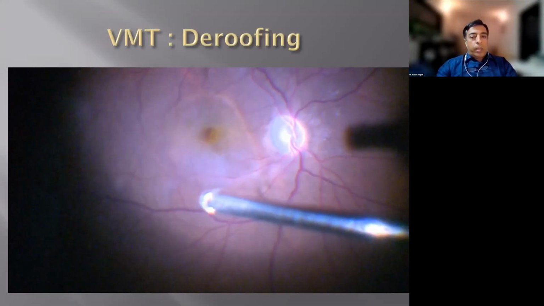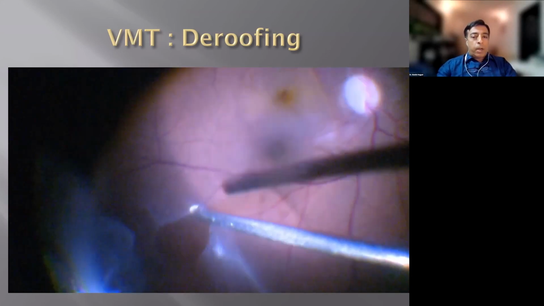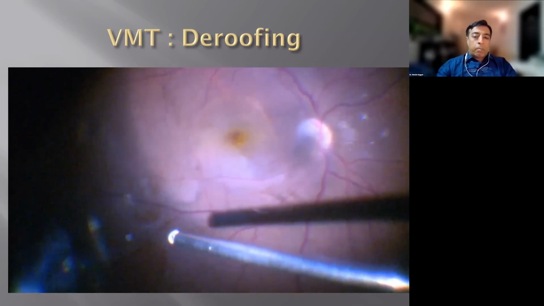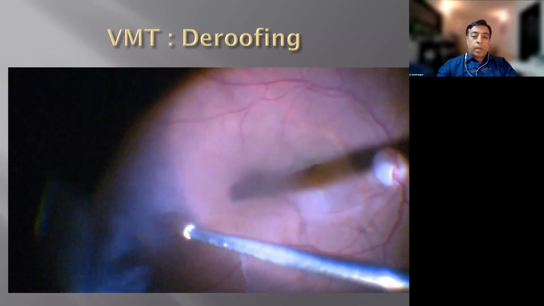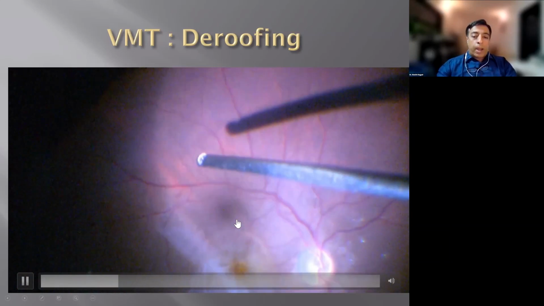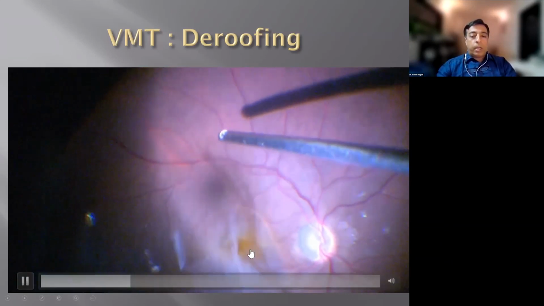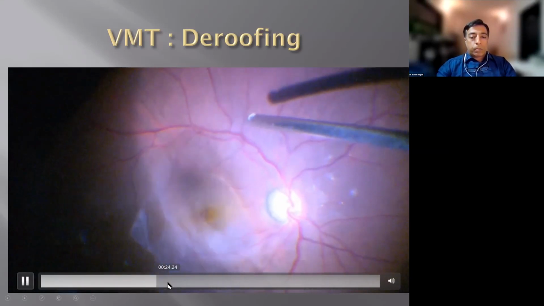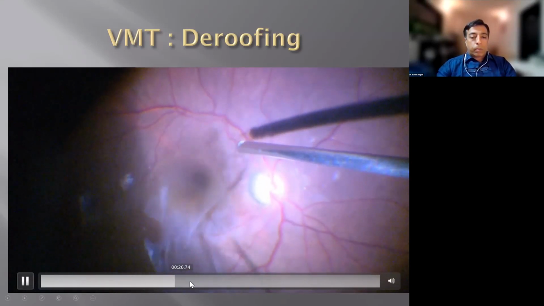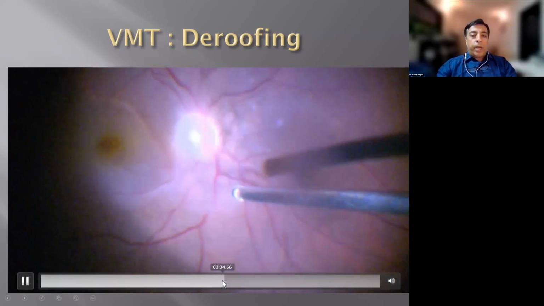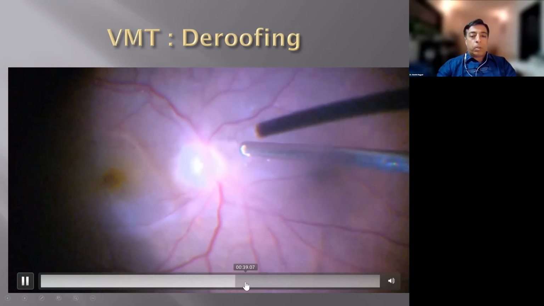Now, I'm going to show you a case where a de-roofing like phenomenon happens. This is a case of a more pathologic VMT. It had a much more circumferential traction, and you can see there's already a fluid pocket with the hyaloid attached very densely over the macular area. So I gradually go closer and closer to it by segmenting it from the periphery before I approach it.